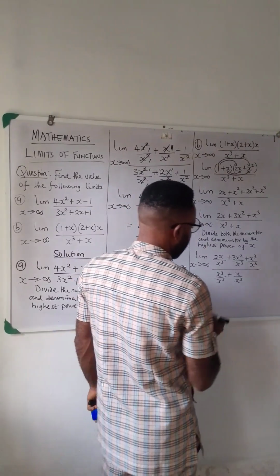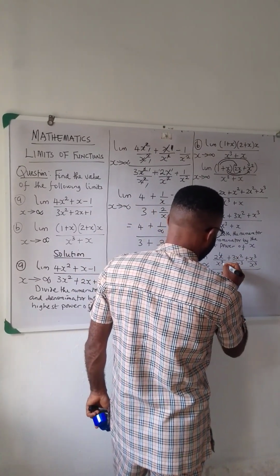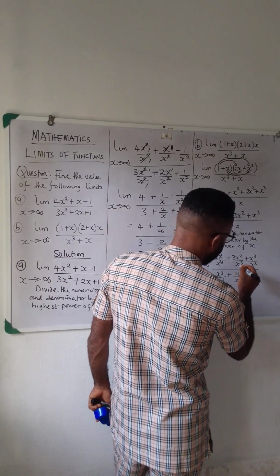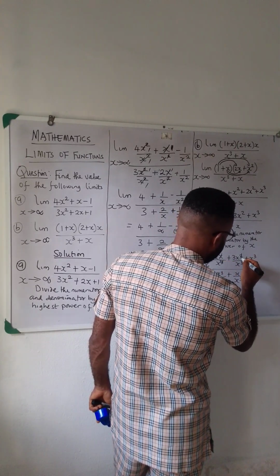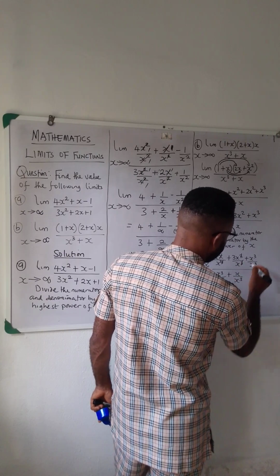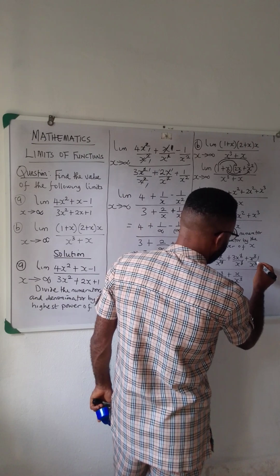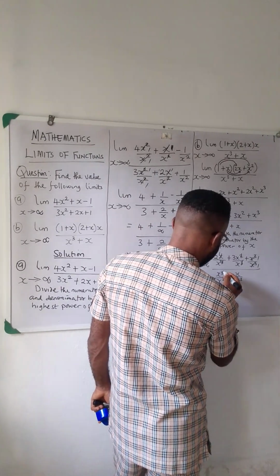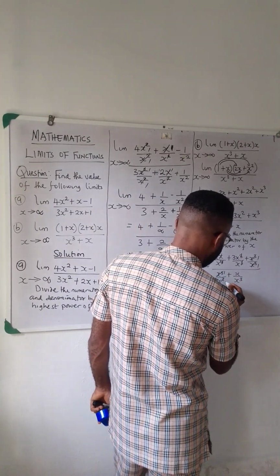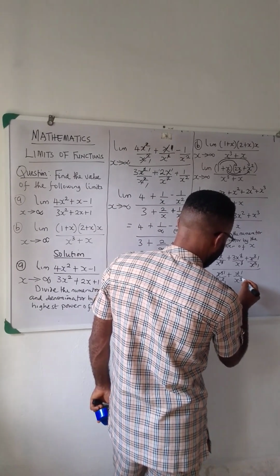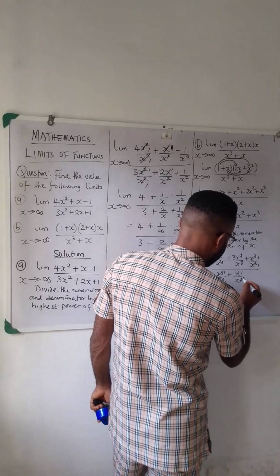So we can now cancel out. When we cancel out here, it will be 1. When we cancel this out, it will be 2 that will remain here. We cancel this out, it will be 1. This is 1, and this is 1. Cancel out, this is 1. This is 1. This is 1. And 2 will remain here.